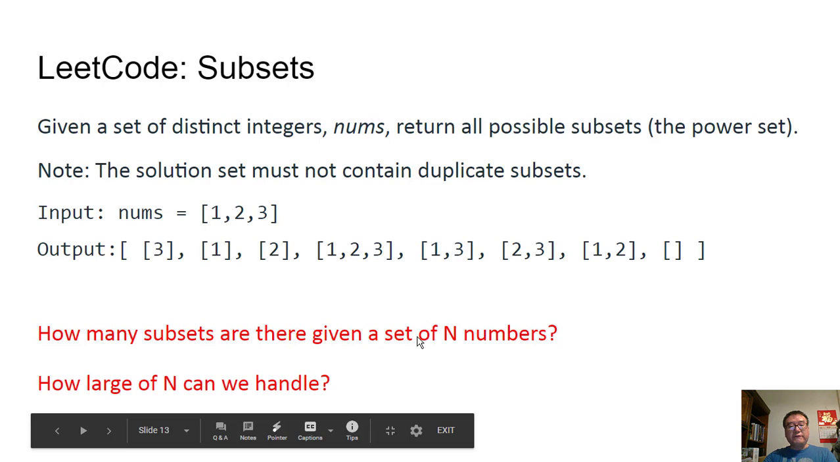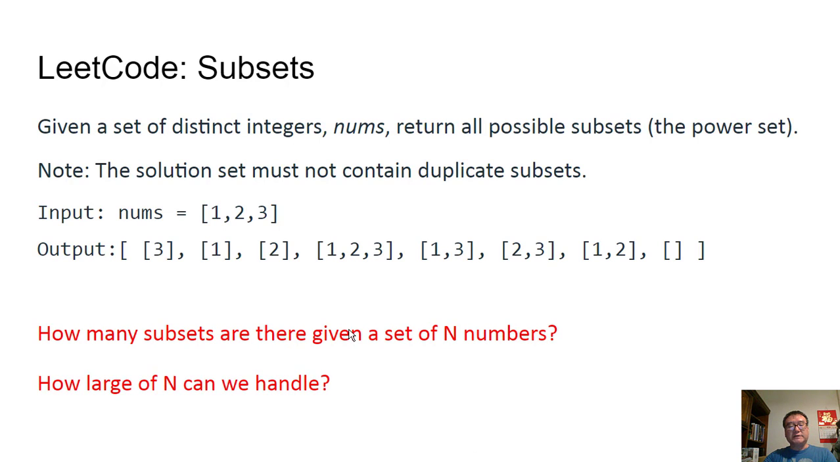So first question is, given a set of n numbers, how many subsets are there? I think many of you know the answer. It's 2 to the n, and the reason is for every element there are two choices, whether we include that element or we don't include that element. Because there are n elements, there are 2 to the n choices. So 2 times 2, n times together.